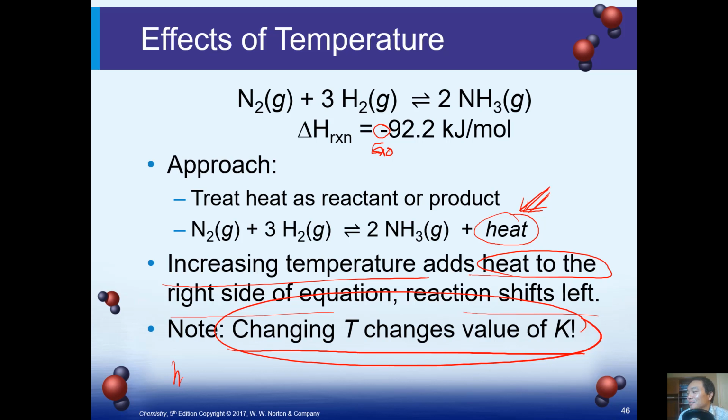All right, so just treat heat as a reactant, which means it's going to be endothermic, right? So you absorb heat. Exothermic, just add the heat to the product side. Then you will do the shifting comparison. Okay, that's how you do it.